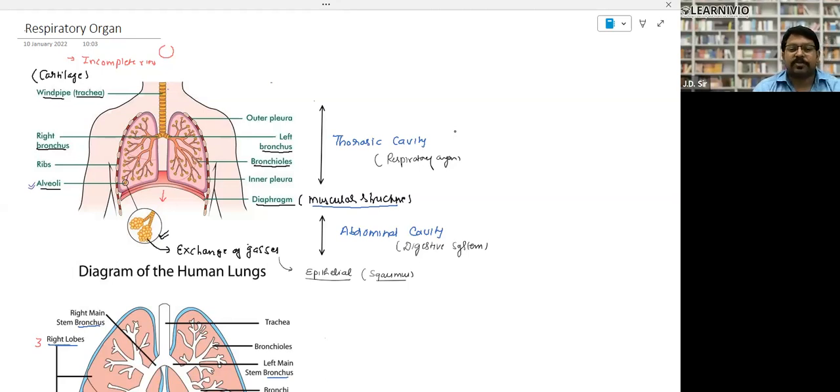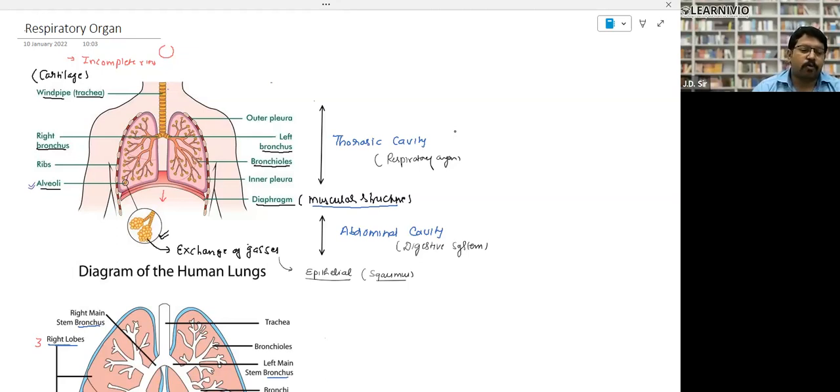It is made up of cartilage. We have studied cartilage already. Then this trachea or windpipe is divided into two parts. Each part is called a bronchus. Collectively, we call them bronchi. Bronchus is the singular term, and bronchi is the plural term. Further, these bronchi get branched into many branches. These branches are called bronchioles.